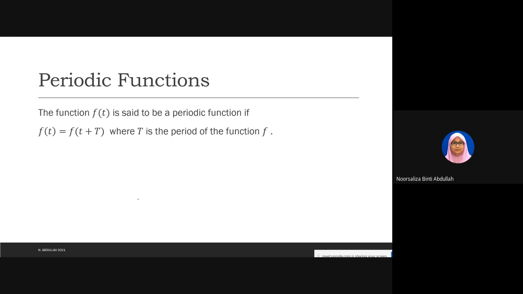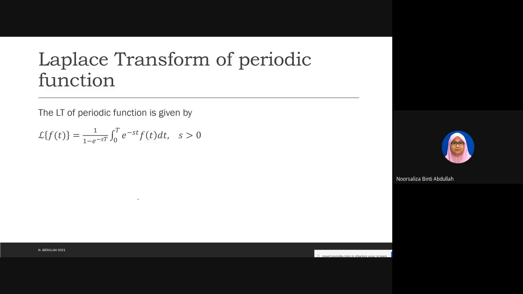So Laplace transform for periodic function adalah F(t). Laplace for this one is 1 over 1 minus exponent minus S capital T, you integrate from 0 to capital T. Maksudnya you integrate antara tempoh dia, exponent minus st F(t) dt. So this is for periodic function.